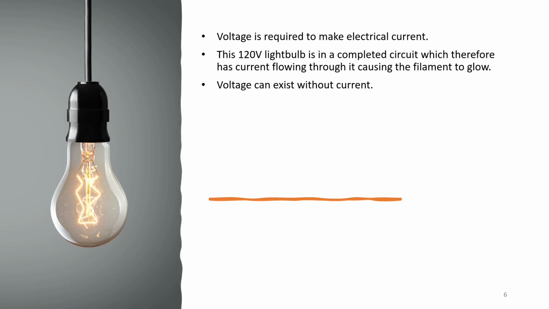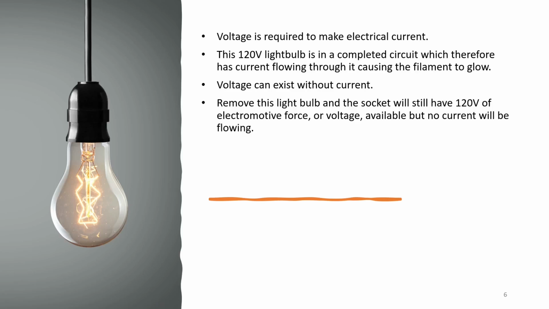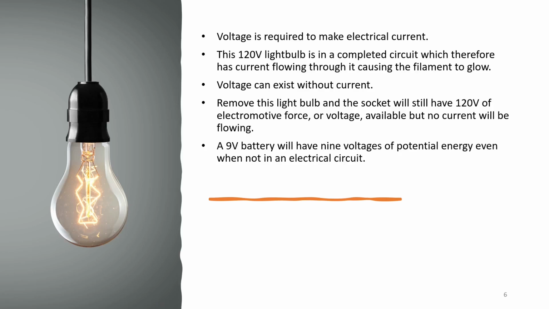Voltage can exist without current. If we remove this bulb and our light switch was still on, we would have 120 volts present. We would have potential energy at that socket. There is no current flowing because there's no device for the current to flow through. There's no path, but voltage would still exist. So a 9-volt battery will have 9 volts of potential energy even when it is not in an electrical circuit.